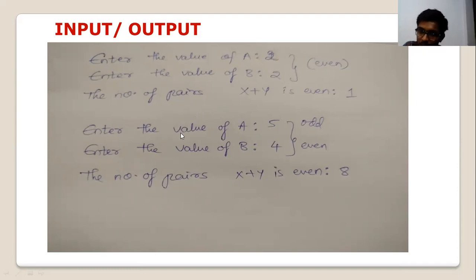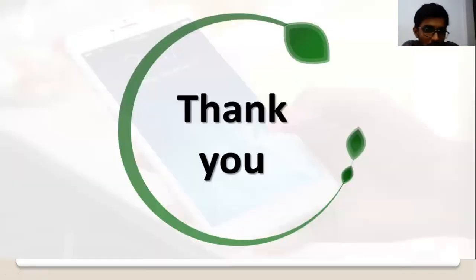And the second input value is what? Enter the value of a: 5. Enter the value of b: 4. The total number of pairs x plus y. X means what? The value existing between 1 and a. The value existing between 1 and b is y. Okay, x plus y is even, so the output will be 8. This is how the output will come.